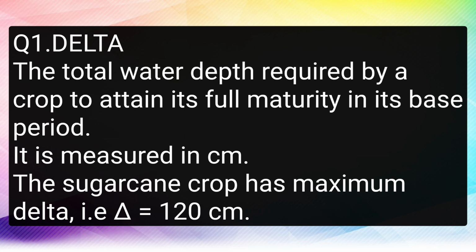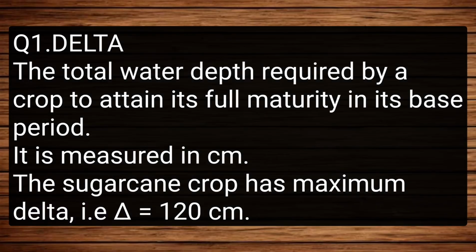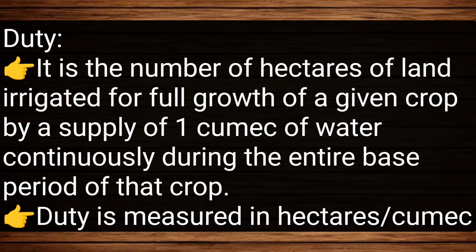to attain the full maturity is known as delta. So you should know that delta is measured in centimeter because we are measuring the depth of the water. It is measured in centimeter. And you should also know which crop has got maximum value of delta. So it is sugarcane. Next is what is duty?